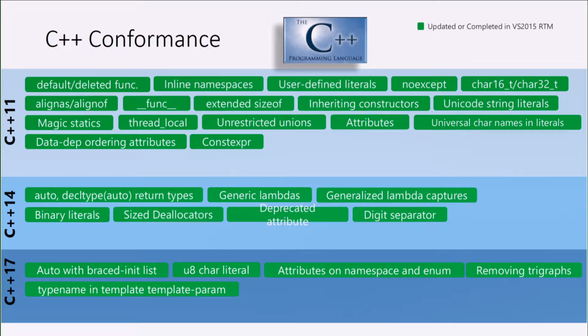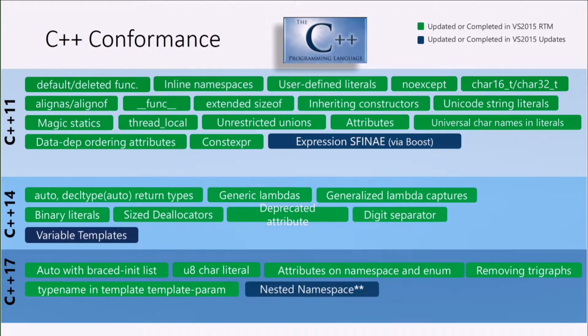The next section that I want to get into is the conformance story for C++. Within the last year, we shipped VS 2015 RTM, and as a part of 2015 RTM, we shipped all these features in green across C++ 11, 14, and 17. And within the last year, we've shipped three updates: update 1, update 2, and update 3. As a part of that, we've also shipped more conformance features there.